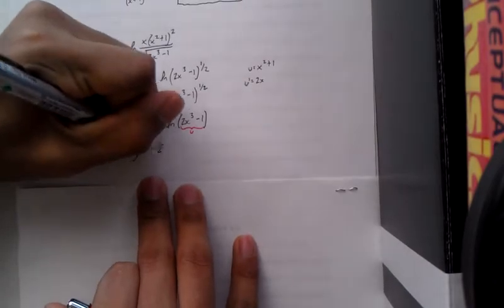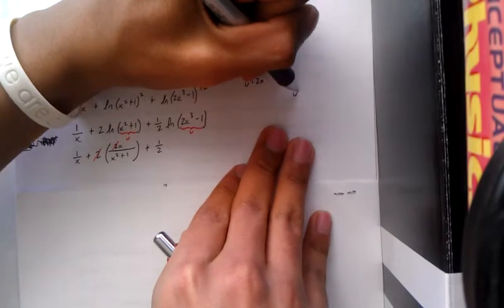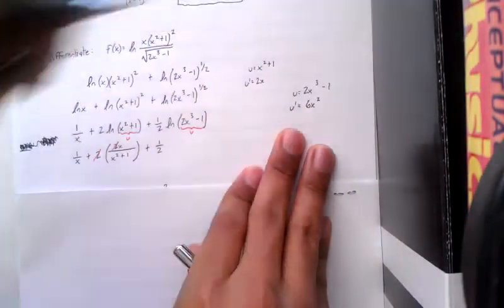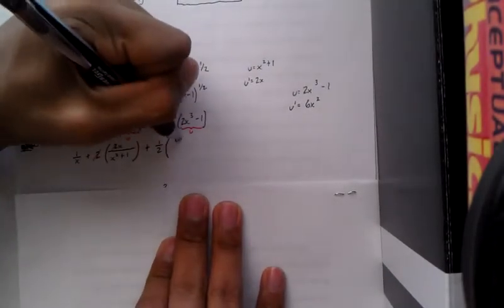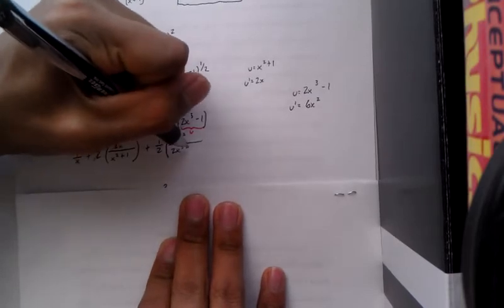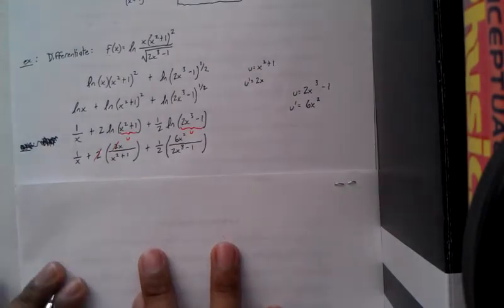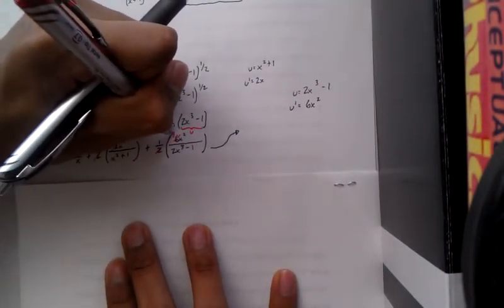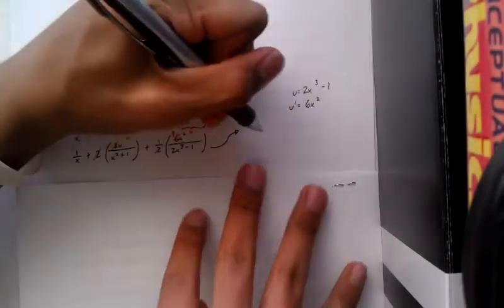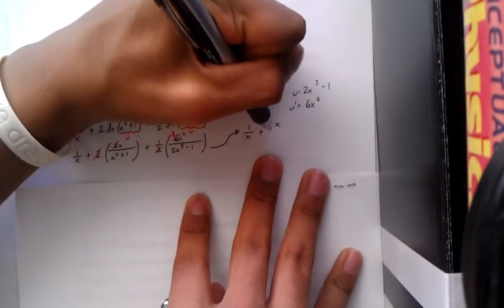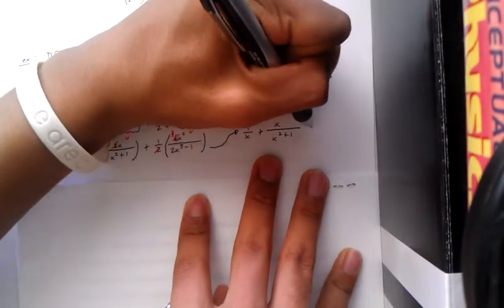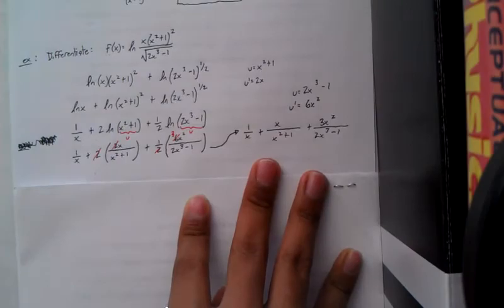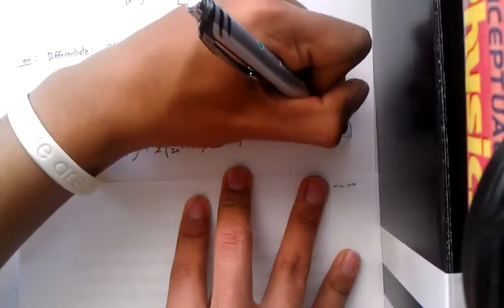And now we'll do our second u substitution right here. So in this case, u equals 2x to the third minus 1. When you differentiate it, u prime equals 6x squared. So we're going to put our u prime on top and our u on the bottom. This 2 can reduce this 6 down to a 3. And so if we clean this up, we get 1 over x plus x over x squared plus 1 plus 3x squared over 2x cubed minus 1. And there's our derivative.